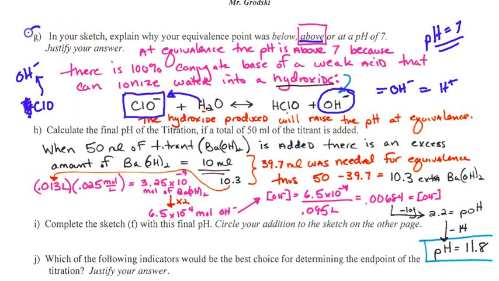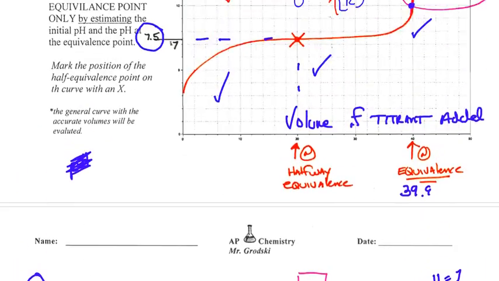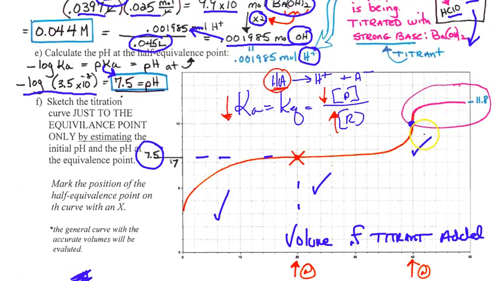You gotta get this down. Okay, letter H, calculate the final pH of the titration. Okay, that's just excess what? Excess, in this case, excess base that was added. We're going up. So from this point forward, how much excess base am I adding?